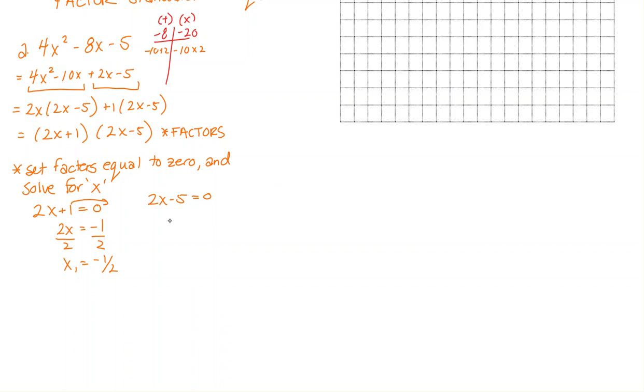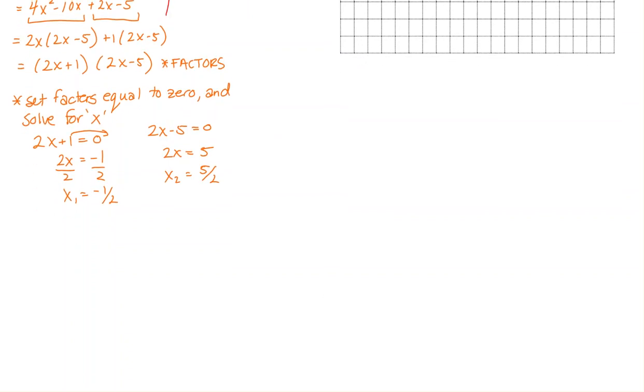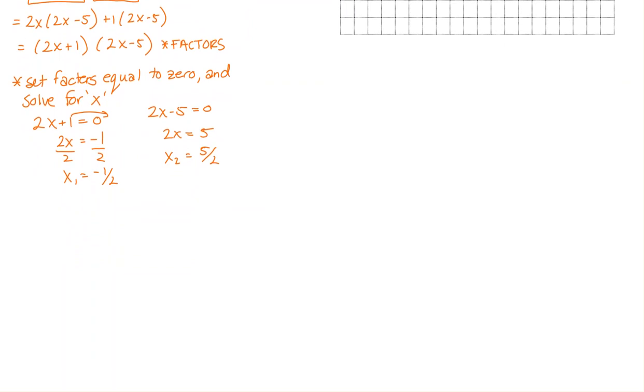Okay, isolate or solve for x. 2x equals 5, and therefore my second zero would be equal to 5 over 2. Do not make those into decimals. Let's just keep them as fractions. It makes our problem that much neater. Now, we have one piece of the information we need, which is our zeros.